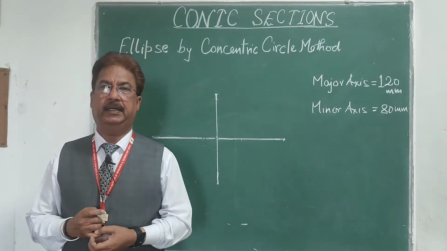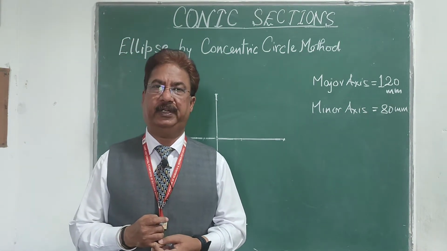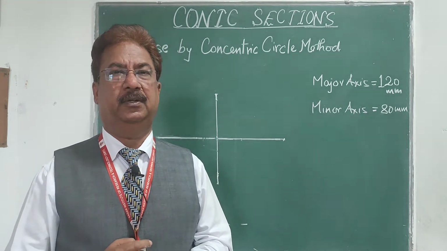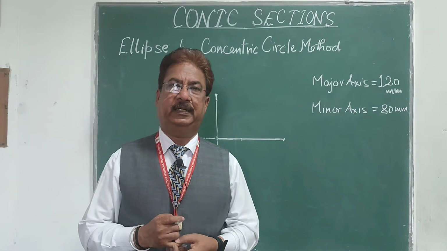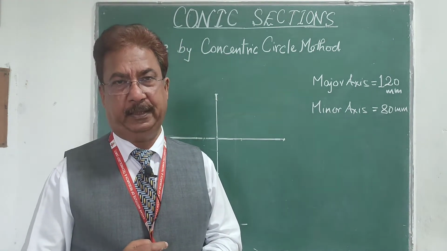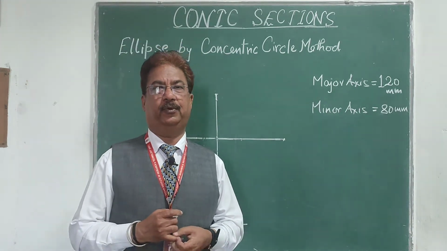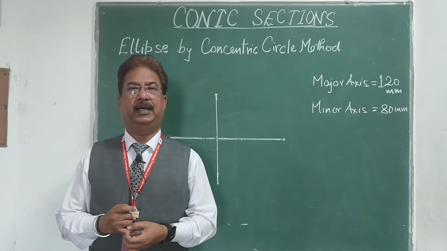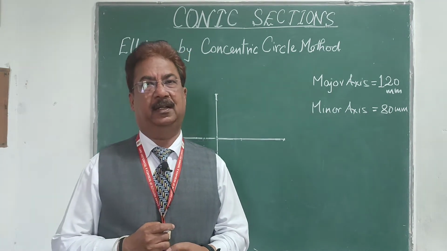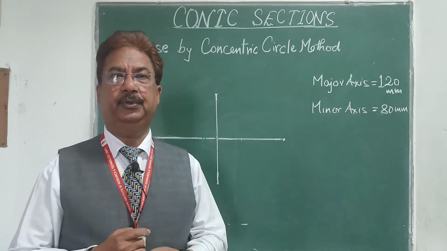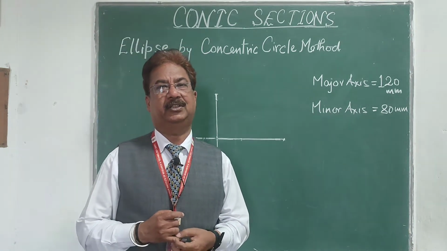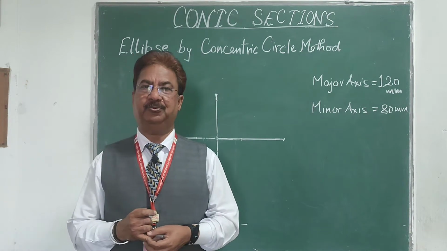If you remember, earlier we discussed different types of conic sections. Conic sections are the curves generated by the intersection of a cone by a plane, and the different conic sections are ellipse, parabola, hyperbola, triangle, circle, etc. Today I am going to discuss with you one method for construction of an ellipse, one of the easiest methods.